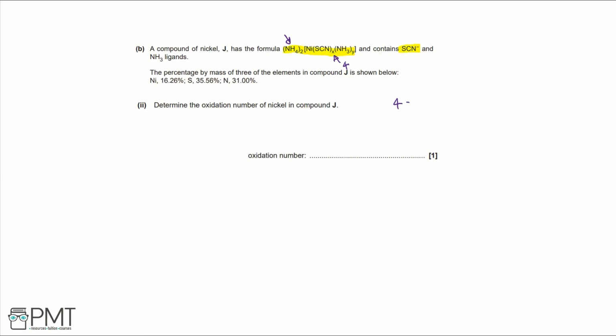This will have a charge of +1, and there are 2 of them, so that's +2. So if we did -4 and then +2, that's going to be -2, but we want a 0 overall charge. So that means that the oxidation number of nickel must be plus 2 in order to make this 0, because minus 2 plus 2 is equal to 0. And to get the mark for this question, you must write plus 2.